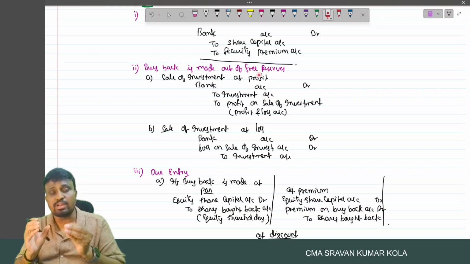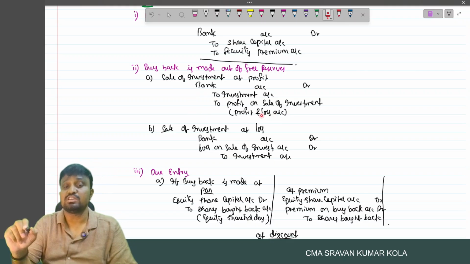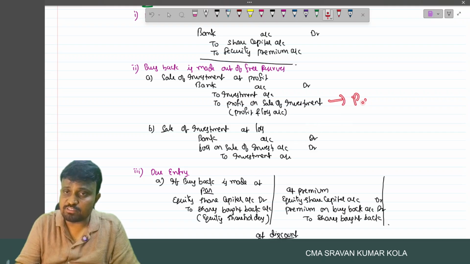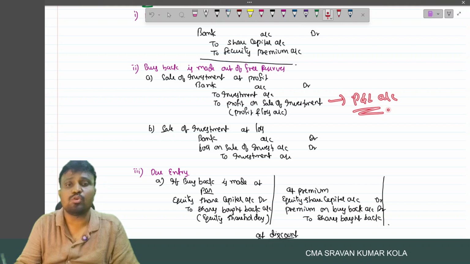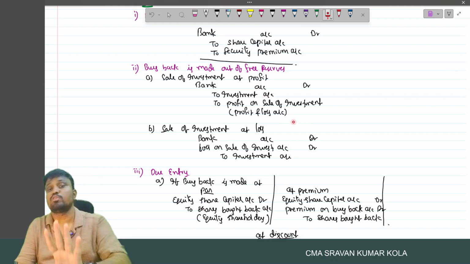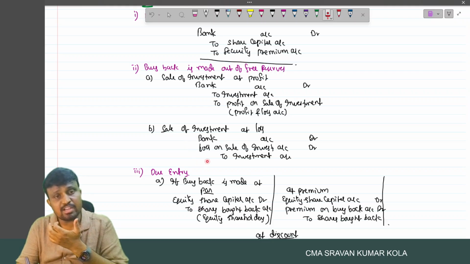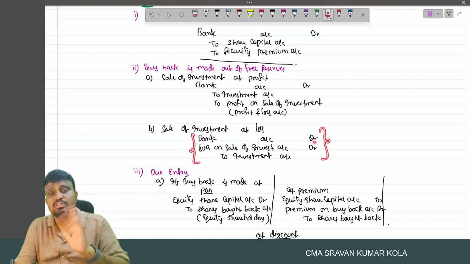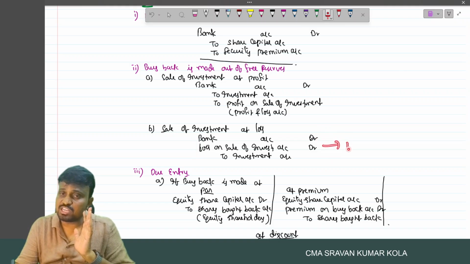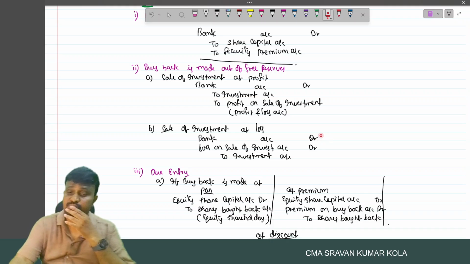Generally, we have one point: sale of investment. If the investment is sold for profit, then we write the entry: bank account debited to investment and profit on sale of investment. This profit on sale of investment is generally transferred to profit and loss account. So simply we write the entry: bank account debited to investment account and profit and loss account. And if the investment is sold for loss, then we write the entry: bank account debited, loss on sale of investment debited to investment account. And the loss on sale of investment we transfer to profit and loss account. So we can write the entry: bank account debited, profit and loss account debited to investment.